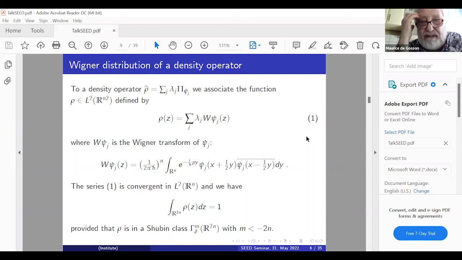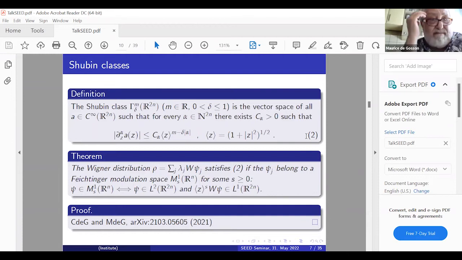So, Shubin class, I mentioned Shubin class. What is a Shubin class? A Shubin class, gamma and delta, is the vector space of all C infinity functions on R^n such that you have the estimates below here.